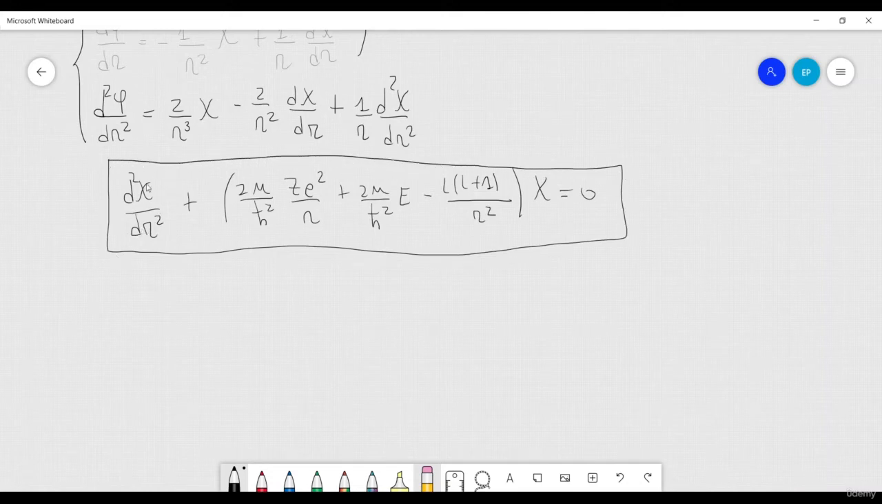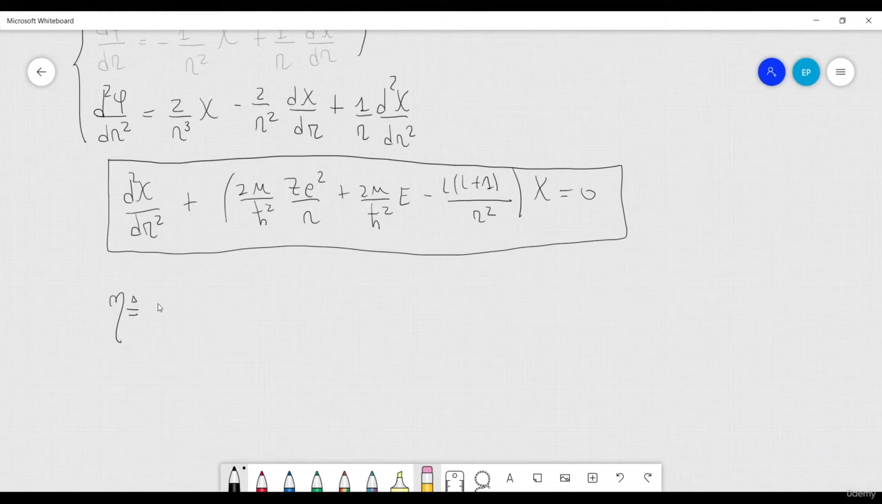And now what I want to do is define another variable. I want to change the variable r, and I want to define a new variable, eta. Eta will be defined like this. So this is a definition. We'll see that this will be useful to clean up the equation a little bit, to make it a little cleaner and easier to handle.